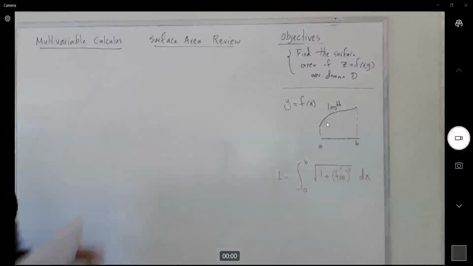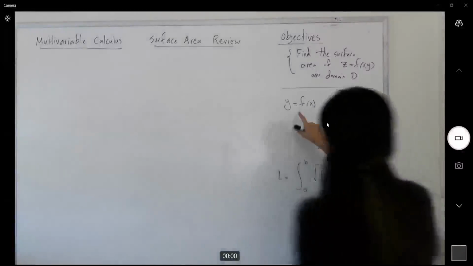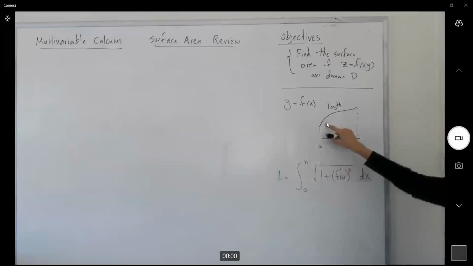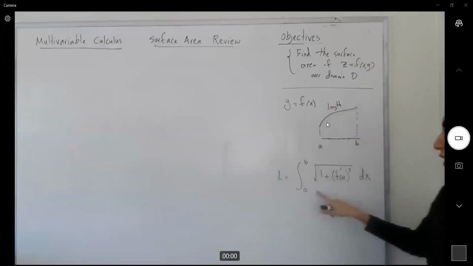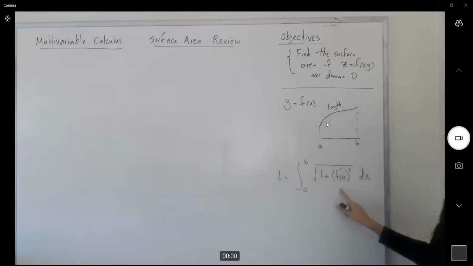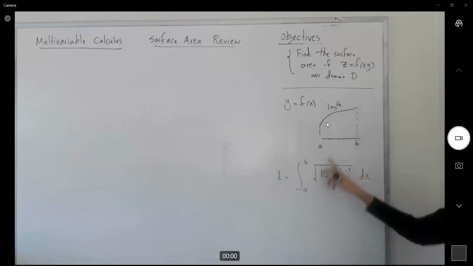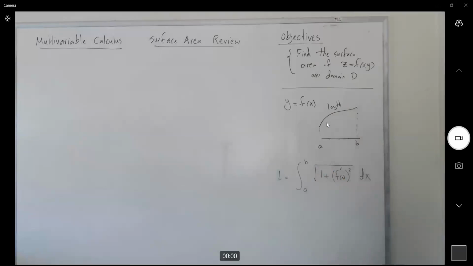Well, let's review surface area. Very well. Remember that when we had a nice function like y equals f of x in elementary calculus, to find the length of that function, we just use the integral of the square root of 1 plus the derivative of the function. We take the derivative, we raise it to 2, 1 plus that derivative, and square root of it, then we take the integral where x ranges between a and b.